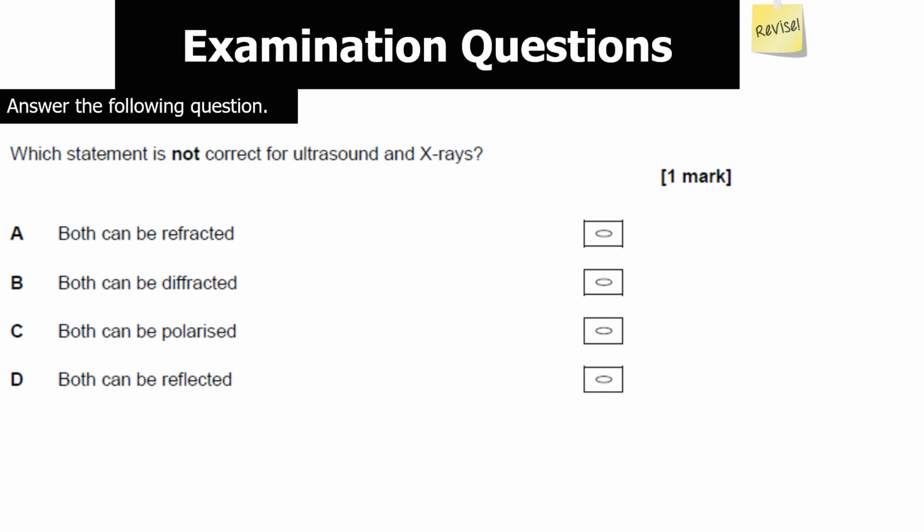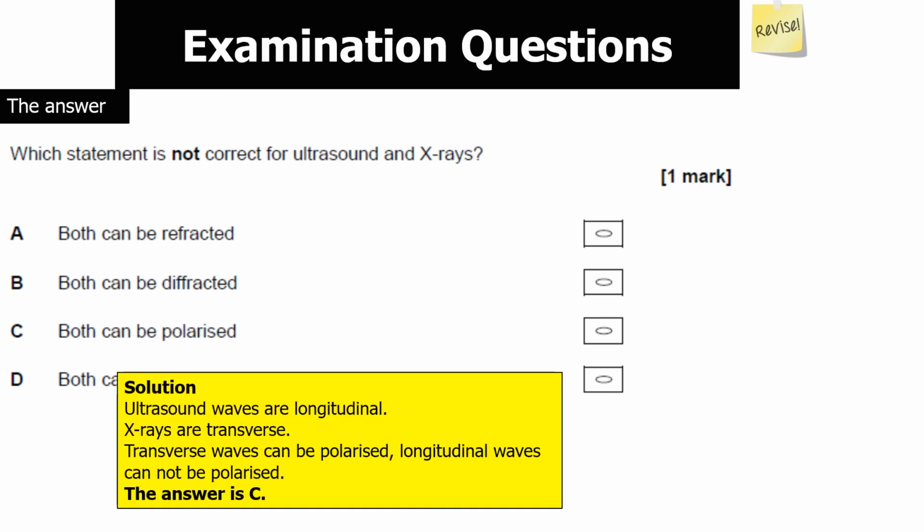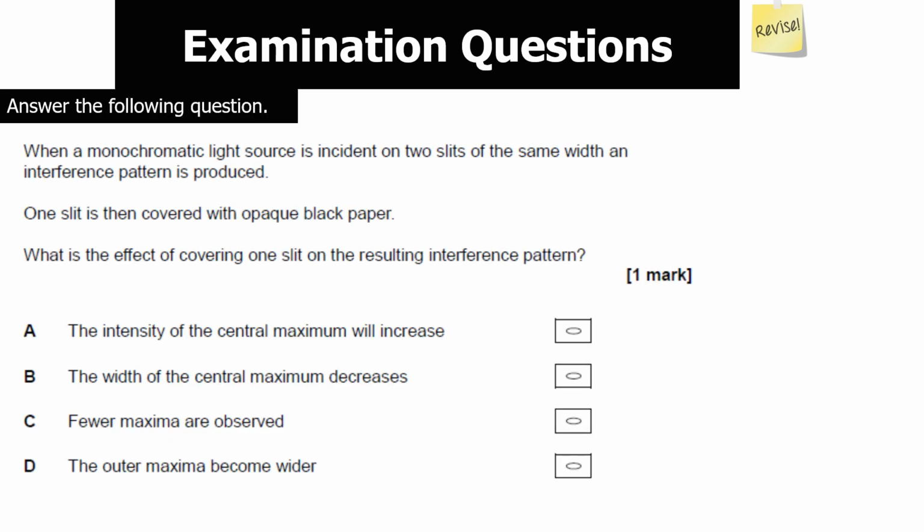The next question says, which statement is not correct for ultrasound and X-rays? So pause the video now, then unpause the video when you want to go through your answer. Right, you've got to be aware that ultrasound waves are longitudinal and X-rays are transverse waves. This therefore means that transverse waves can be polarized and longitudinal waves cannot be polarized, so our answer is therefore C.